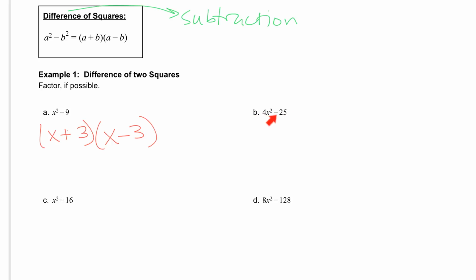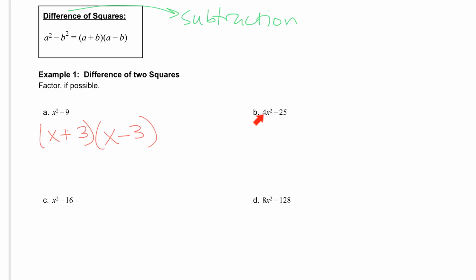Let's take a look at letter B. We have 4x squared minus 25. Again, we should recognize we have two things here instead of three. Then we look for a greatest common factor. Can we take out something between 4 and 25? And no, we can't. There's nothing we can divide them by. Since it is subtraction, we're going to think about, are these perfect squares?